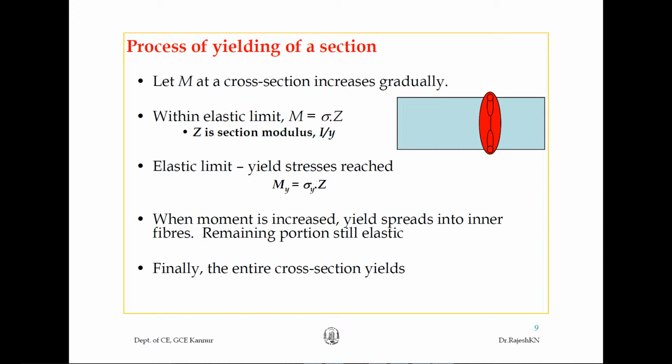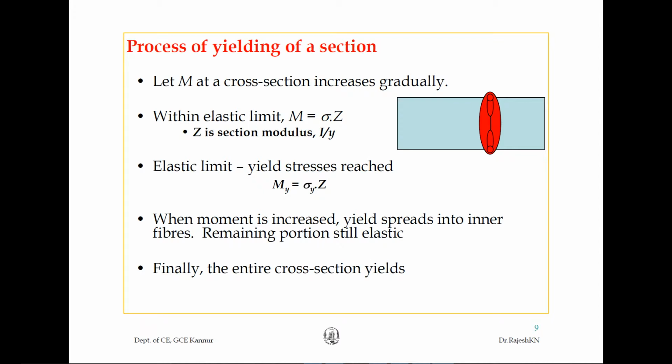Now, how is the section yielded? We take the moment M at any cross section increasing gradually. If we increase the load and the elastic limit is reached, then with Z as the section modulus, M by I is equal to sigma y by y, the basic equation of a flexural member. Then when the elastic limit is reached, M is equal to sigma y times Z, where Z is the elastic modulus I by y.